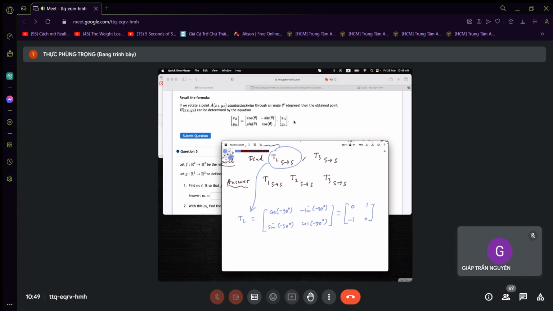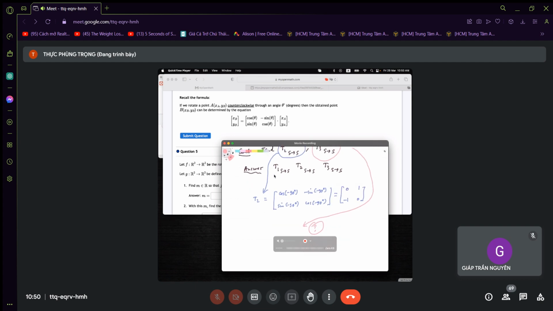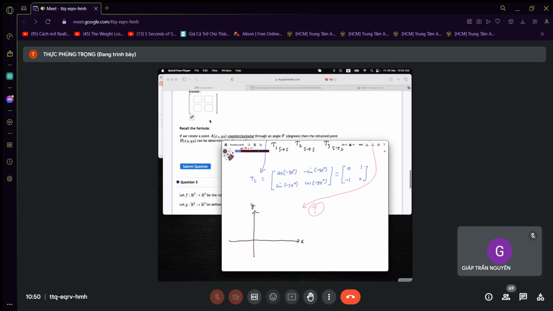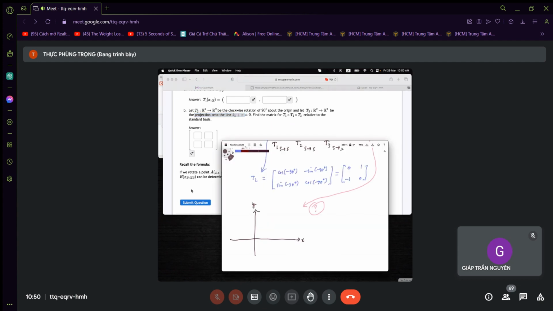So let's go to T3. For T3, you do the same thing as you saw in T1, right? Basically, you find the image of T3 over a basis. Do something similar as T1. So let me do that. Let's see what we have for T3. Is it the projection onto the line 4y plus x equals 0? So you may consider it right here.